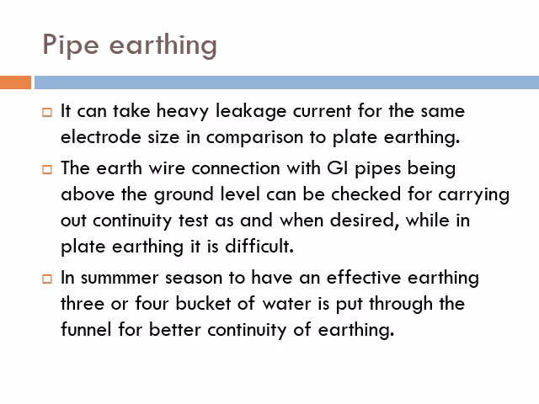It can take heavy leakage current for the same electrode size in comparison to plate earthing. The earth wire connections with GI pipes being above ground level can be checked for carrying out a continuity test as and when desired, while in plate earthing it is difficult. In summer seasons, to have an efficient earthing, 3 or 4 buckets of water are put through the funnel for better continuity of the earthing in case of pipe earthing.